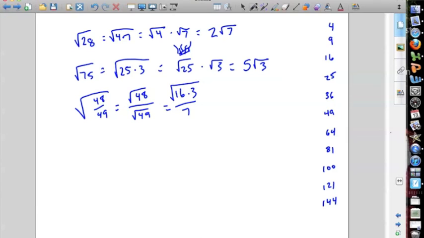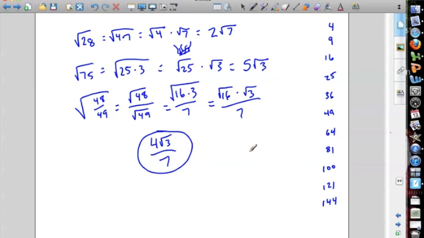As we go and look at that, that can be broken into the square root of 16 times the square root of 3. Square root of 16 is 4, so we have 4 square root of 3 over 7. Now we look at it, 4/7 cannot be reduced. They're both outside the radical. So if they could be reduced, if it was something like 4/8, I'd reduce that down to 1/2. I can't reduce anything with the 3 here because the 3 is inside the radical and nothing else is. And so that ends up being my answer there.